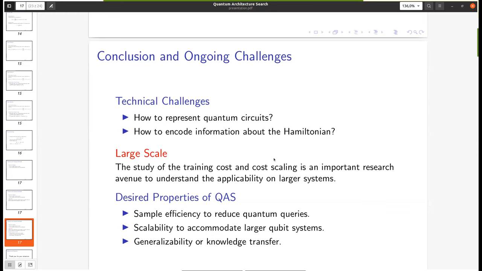Can I add a point over here? I think there are some papers by Sukin Sen and others on expressibility, and not necessarily trainability, but expressibility of circuits. So I think maybe people can refer to those papers. I'll probably try to share a link. I don't have it immediately with me. I can do that, yeah.